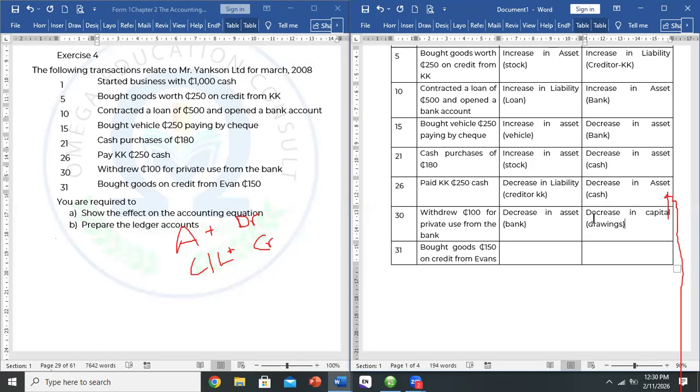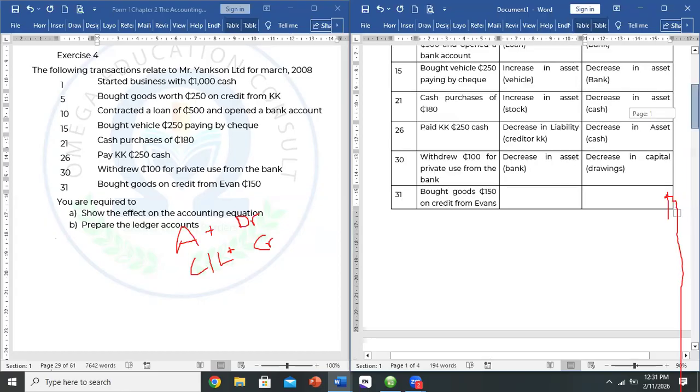So here the two accounts you are going to open will be bank account and what? Drawings account. Bank account and drawings account. So what you are going to do is to debit drawings, because you know when capital is decreasing, we debit, right? When capital increases, you credit. So when it decreases, you debit. That's why we are debiting the drawings. And then the asset account bank will be what? Credited.